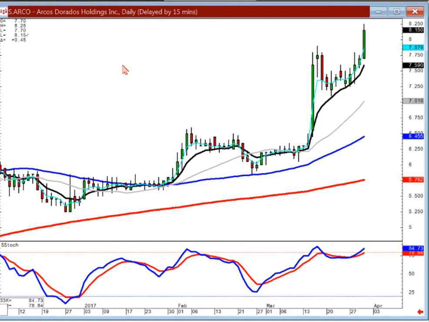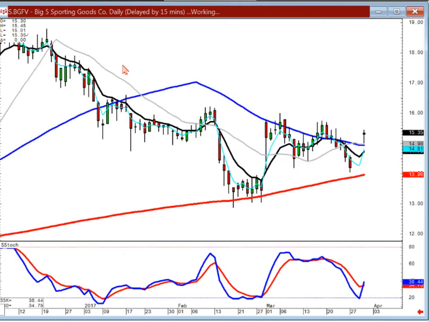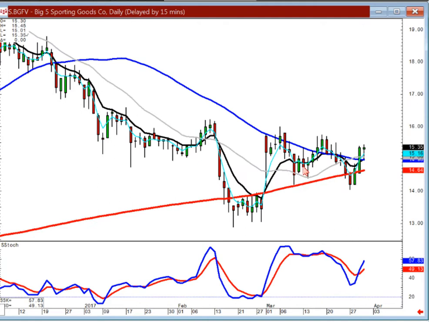Oh, I skipped some over here. We were short BGFB, but very simply stopped out when it came back up through the 200. Now look what it's done. It did a doji that came back, tested both the T-line and the 50. If it opens positive tomorrow, what do we have as far as confirmation?